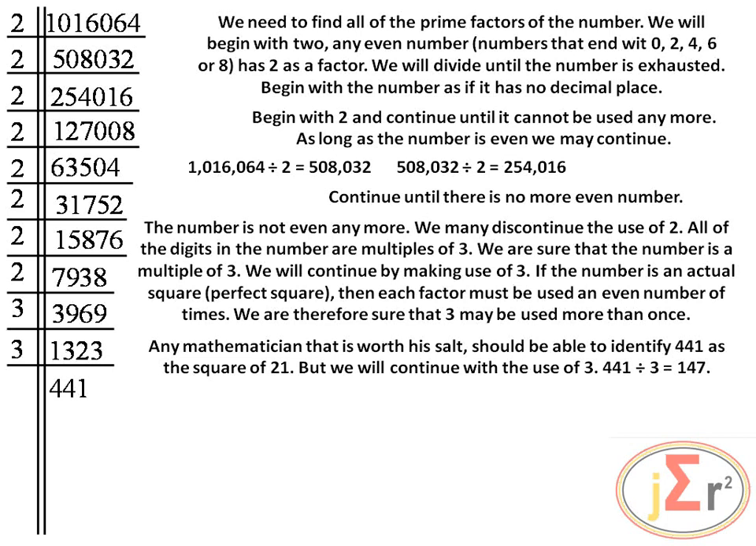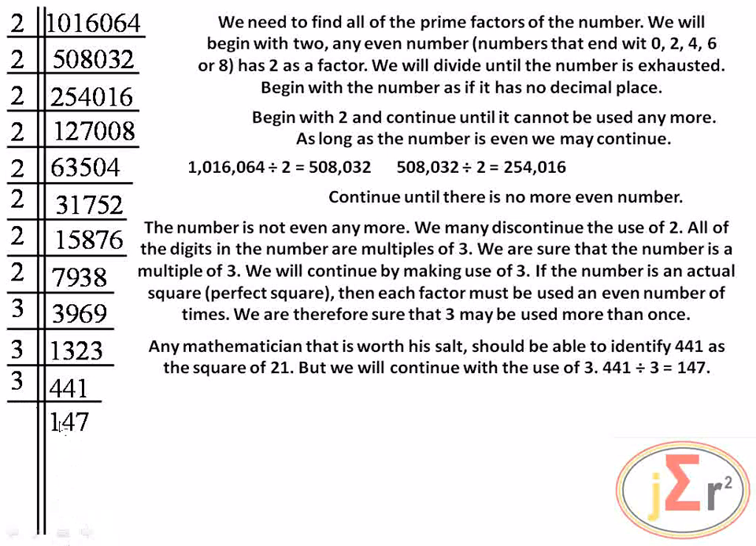441 divided by 3 is equal to 147. Why did we continue with the use of 3? We are sure that if you add these digits, 4 plus 4 is 8, plus 1 is 9. Because 3 can go into 9, 3 can go into 441. And we are saying 147 times.